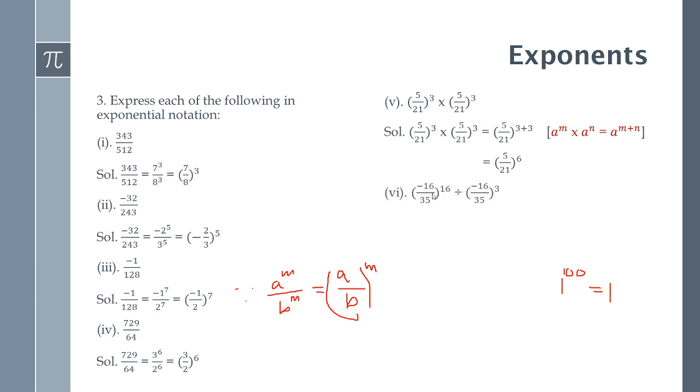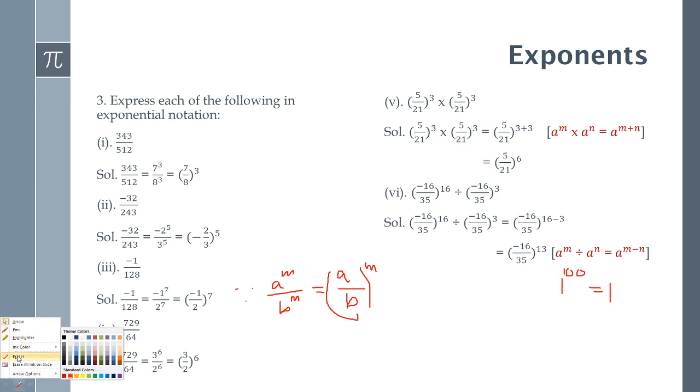Now coming to the next one, minus 16 by 35 to the power of 16 divided by minus 16 by 35 to the power of 3. That is nothing but minus 16 by 35 to the power of 16 minus 3. How did we get this? Because a to the power of m divided by a to the power of n is equal to a to the power of m minus n.